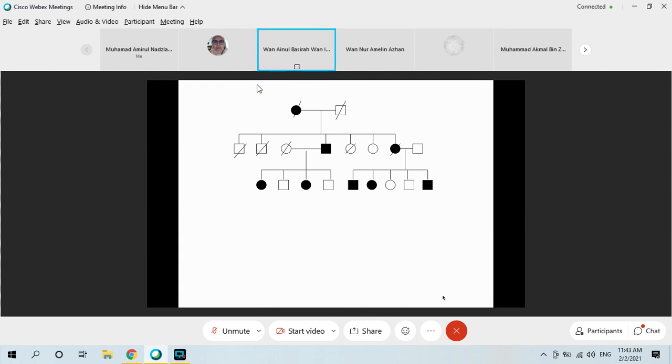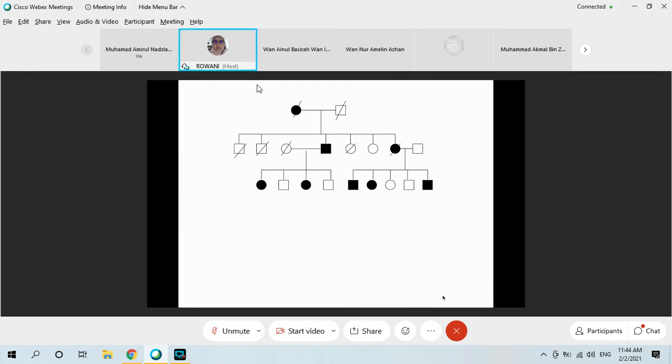Both male and female are affected. Okay, good. The female can give the disease to both son and daughter, and the affected male can give it to the daughter. The affected female gives to the son and daughter. So, is it X-linked dominant? Okay, so possible or not?